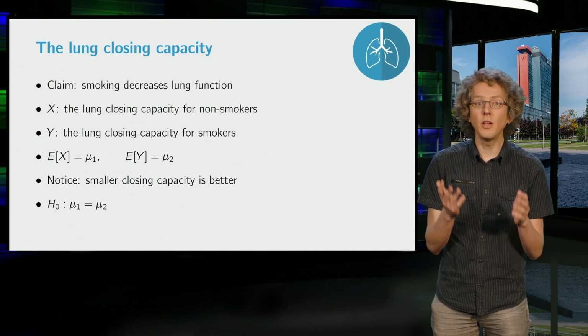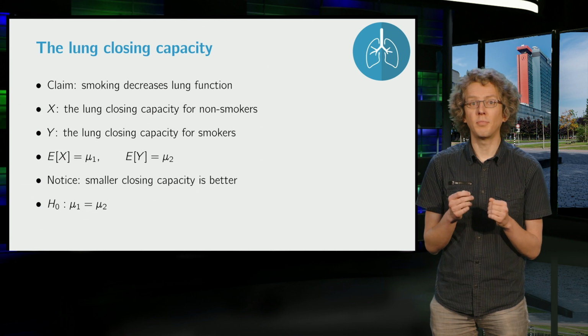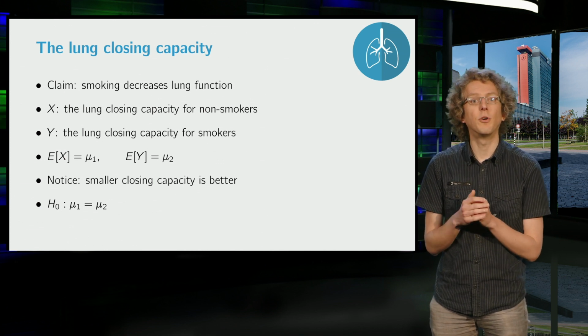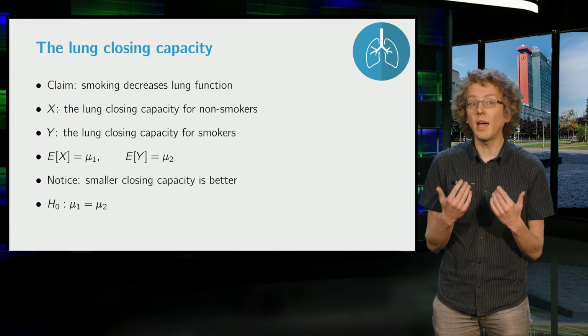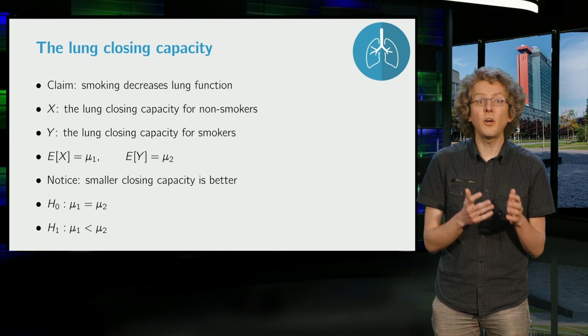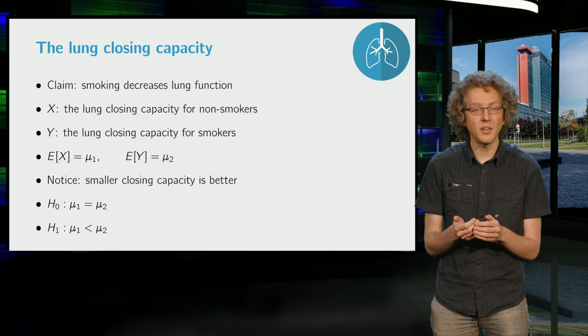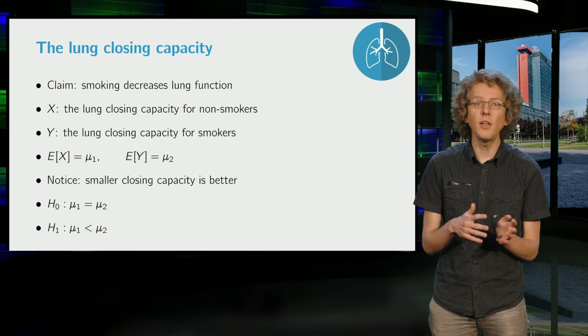Well, indeed, the null hypothesis is that smoking has no effect. The expected closing capacity is then the same for smokers and for non-smokers. The alternative hypothesis, for which we seek evidence, is that smoking does have an adverse effect, meaning that the expected closing capacity is smaller for non-smokers than for smokers. μ1 is less than μ2.